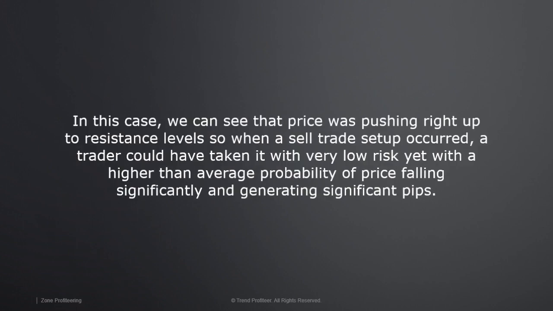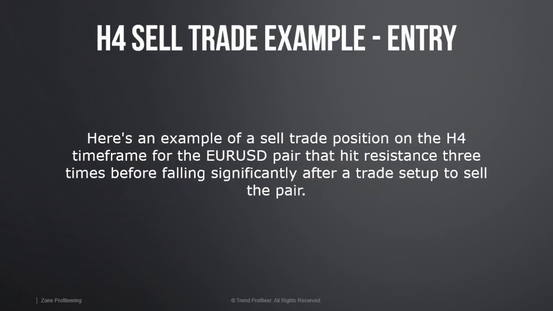In this case, we can see that price was pushing right up to the resistance level. So when a sell trade setup occurred, a trader could have taken it with very low risk. And you can see in that example, the pips that you would have used for the stop would have been very small compared to the potential returns, yet with a higher than average probability of price falling significantly and generating significant pips, which of course it did do in that particular example.